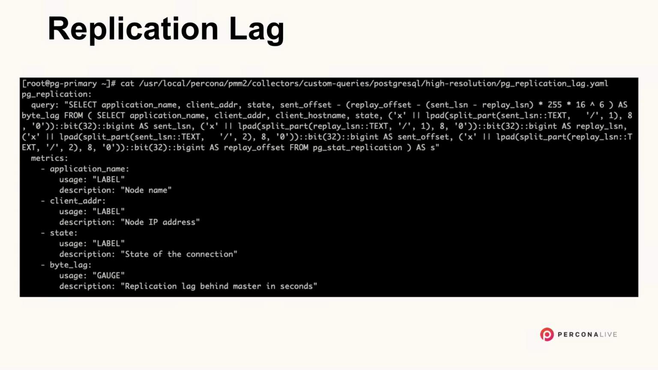And then PMM will know that we have to use the result set. In this case, pg_replication_application_name, pg_replication_client_address, etc. Right? So pg_replication we can think of as the namespace of the metrics.